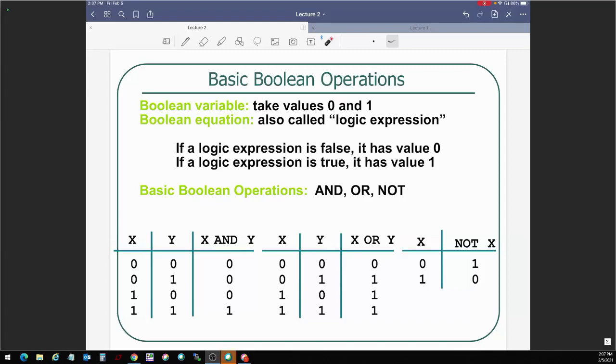Now, when you have a bunch of Boolean variables, you can combine them using these operations and call that resulting function a logic expression. Now, if a logic expression is false, it has a value of 0. And if a logic expression is true, it has a value of 1. These are logic 0 and logic 1.